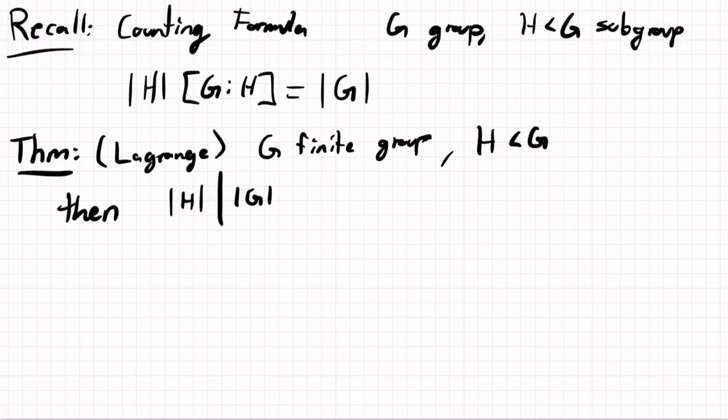I'm not even going to prove this. This is pretty clear from this formula. You have this equation: the order of H times another number is the order of G, so therefore it must divide the order of G.